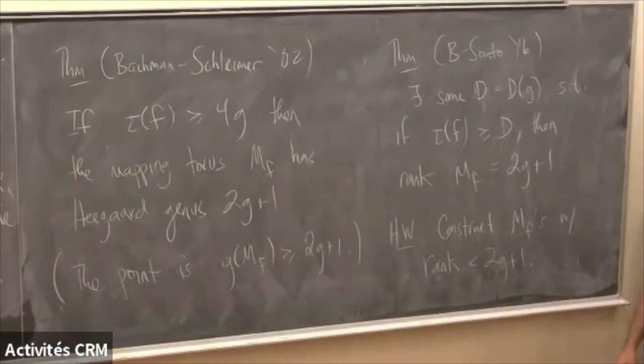What's the question? You mean this question for a minimum genus fiber on a fibration of?